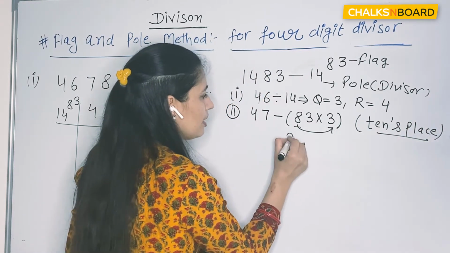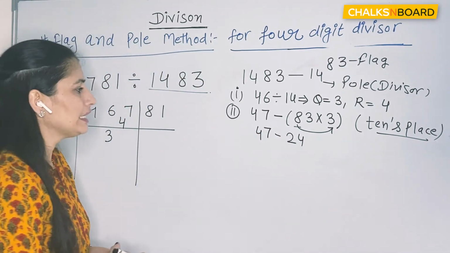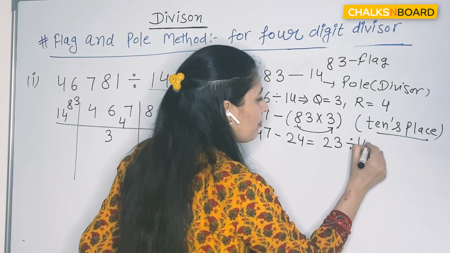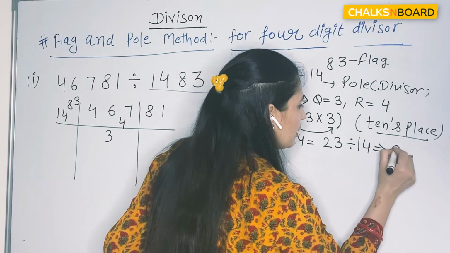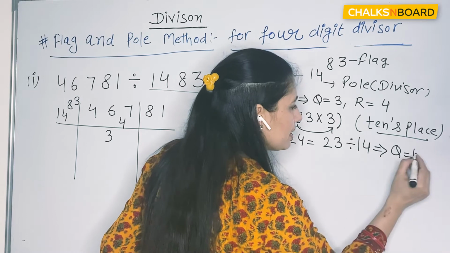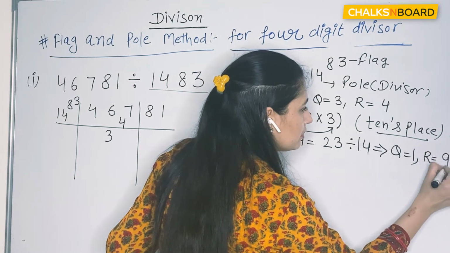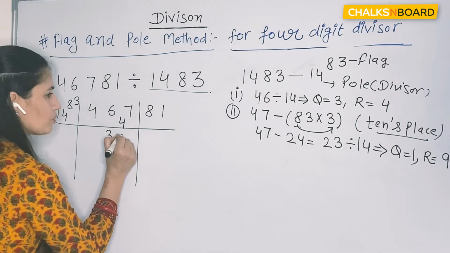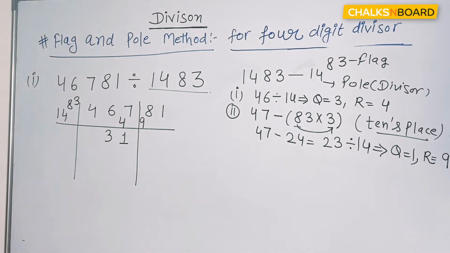That is 8 3s are 24. 47 minus 24, that is 23. And when we divide this 23 by our divisor, our quotient is 1 and our remainder is 9. Our quotient is 1 and our remainder is 9. So we have to put this 1 here and the remainder here, that is 9.